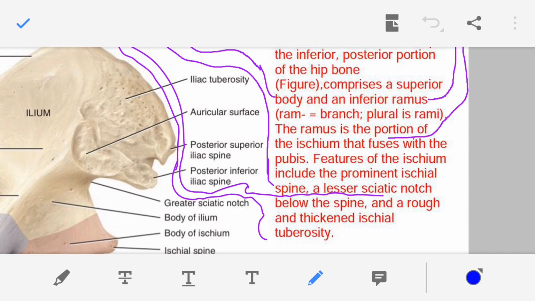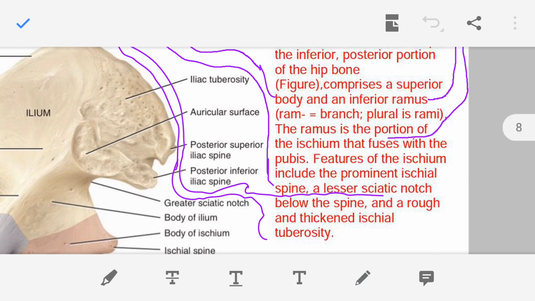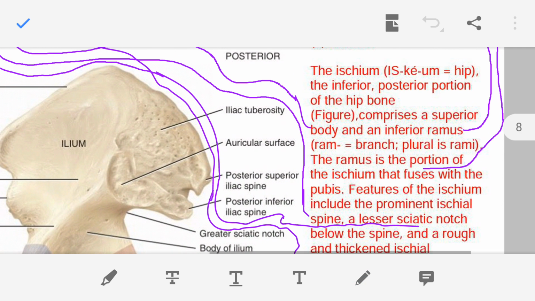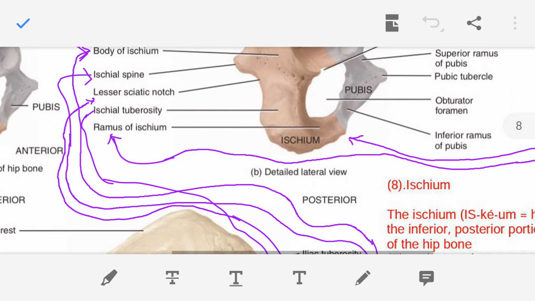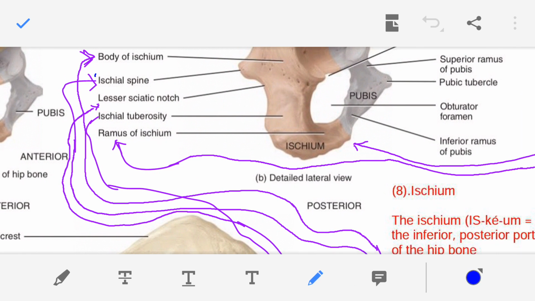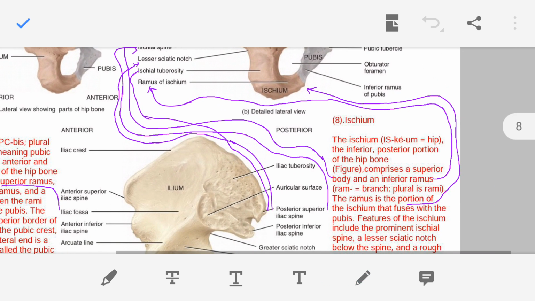Then, in the ischium, a prominent ischial spine is also present. So let's find out the ischial spine. You follow this arrow. So over here, this one is the ischial spine.